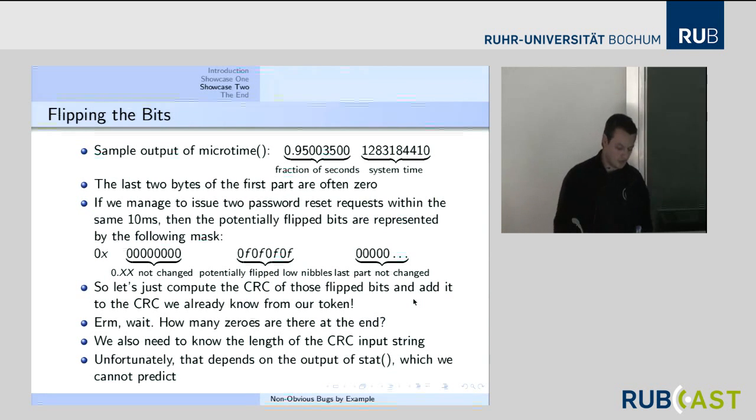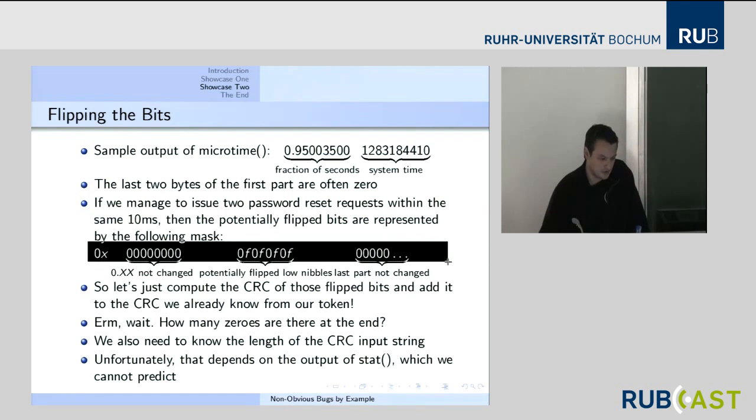Okay, so we think, oh, that's awesome. Let's just compute the CRC value of the flipped bits and then add it up to the CRC value we already extracted. And that we can use to guess the CRC value that was used to initialize the generator when we reset the admin password. Yeah, kind of. The problem is, we just don't know the CRC value of the modified bit string here because we just don't know its length.